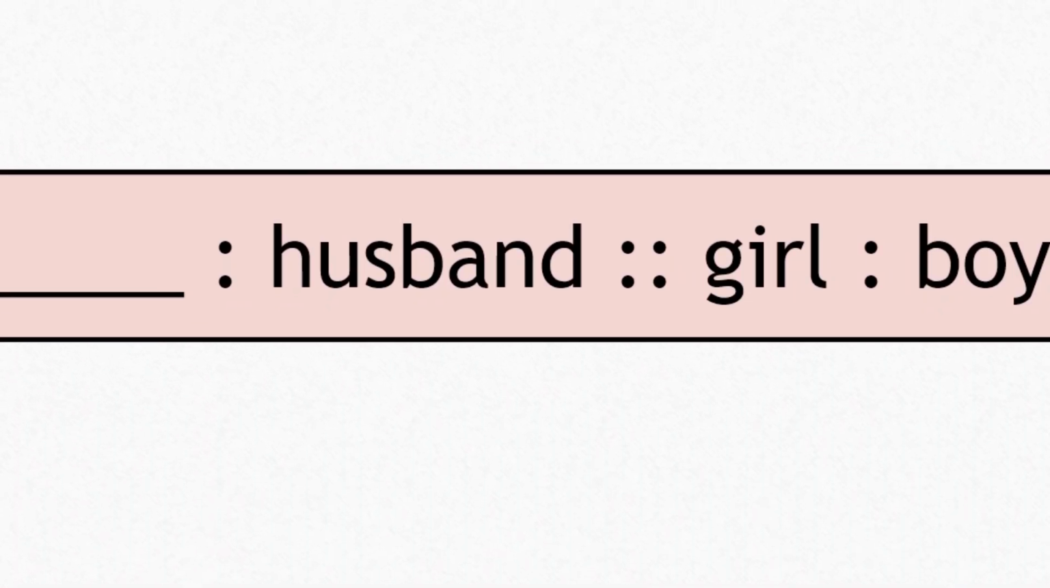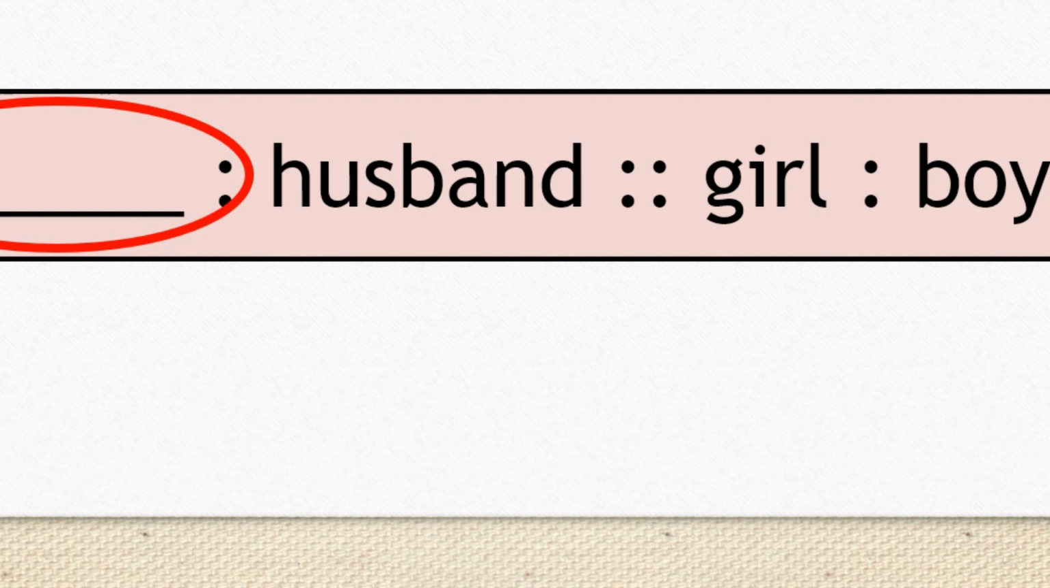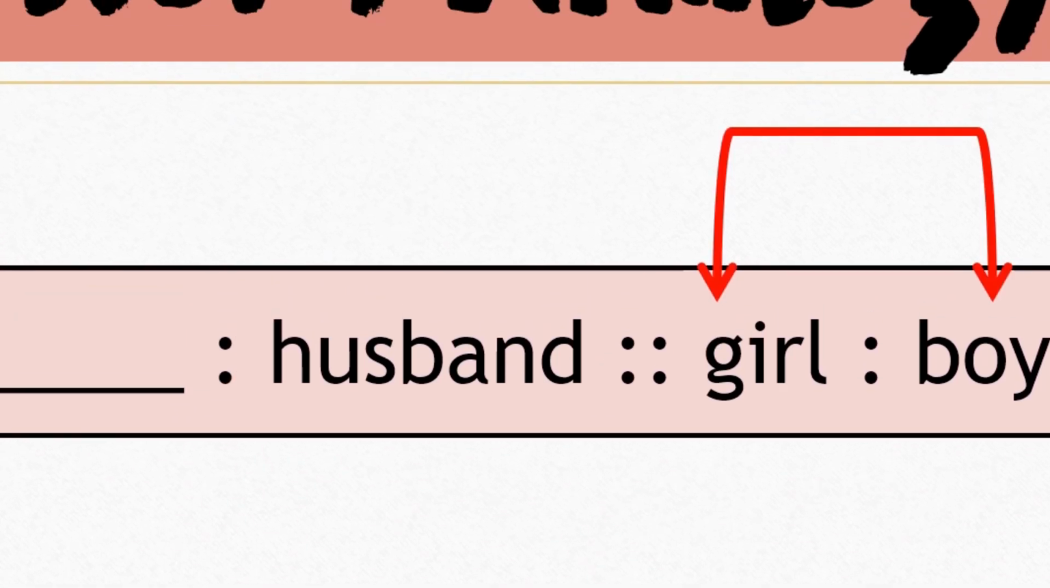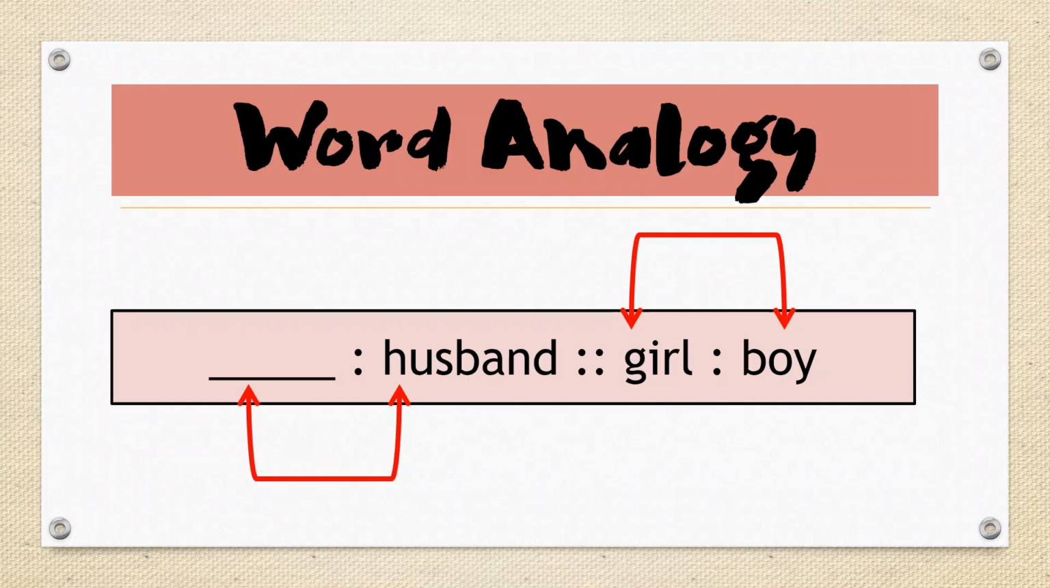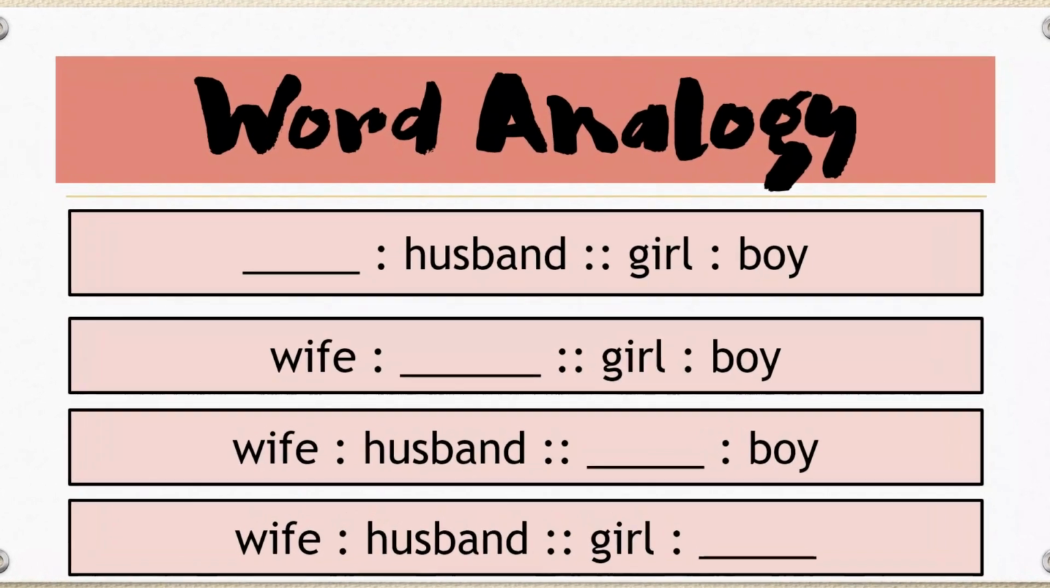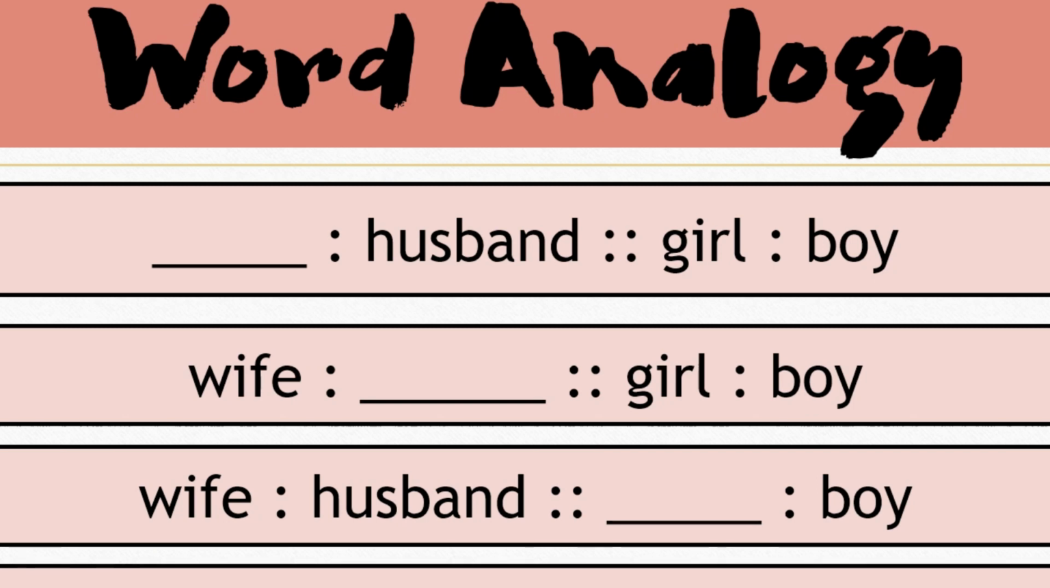Now, what if the first word in the first pair is missing? Well, we only need to follow the pattern of the second pair. What is the relationship of the girl to boy? Similar to what I mentioned, they are opposite gender. Now, we have husband as the second word in the first pair. And what is its opposite gender? A wife. See, if you would notice, it is only a matter of putting the correct word. Now, whichever word is missing, only remember to analyze how the words on both sides relate to each other.